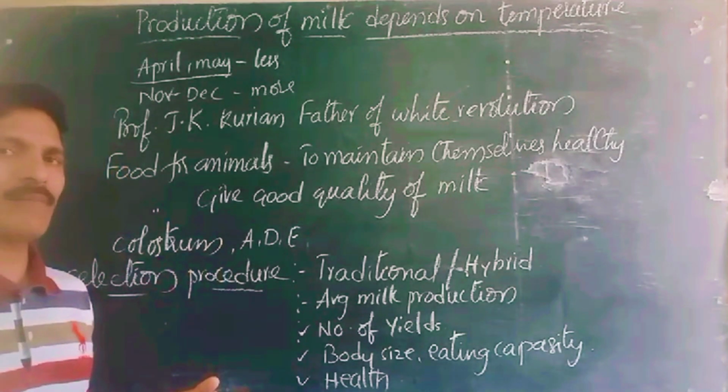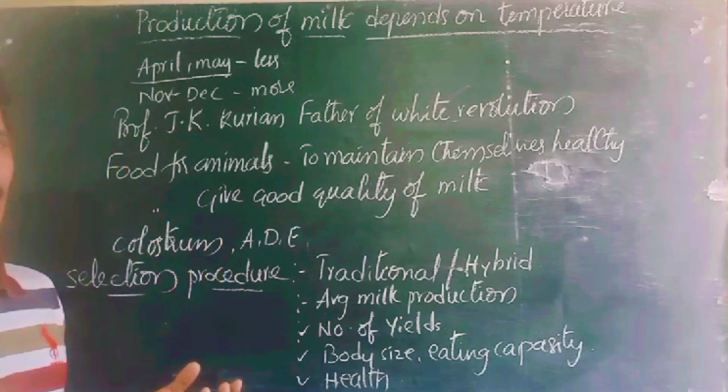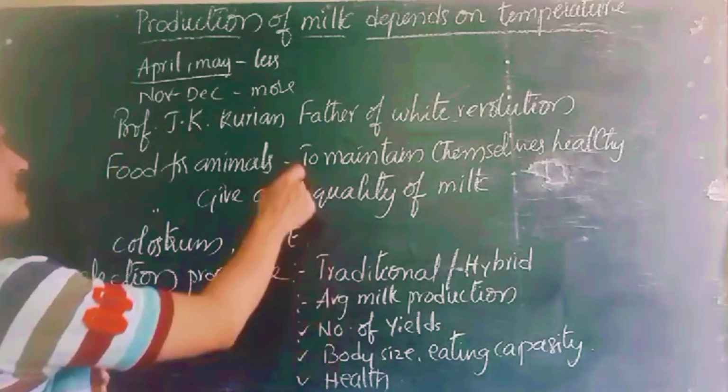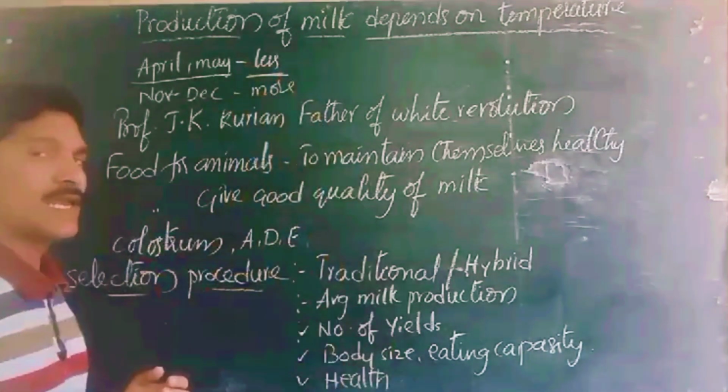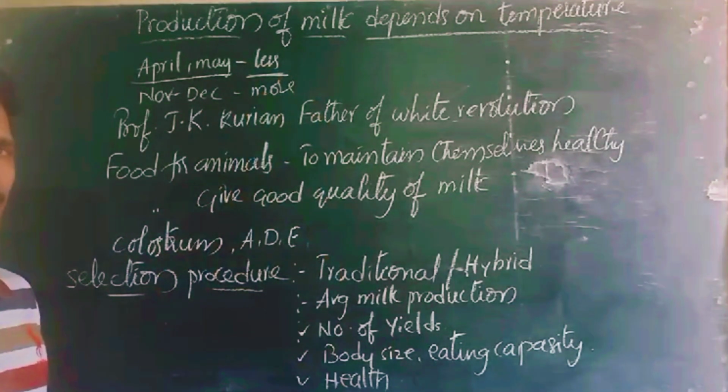They consume more water and it gets evaporated, so during the months of April and May we can see that the production of milk is very less.